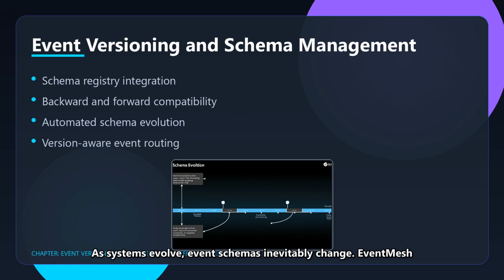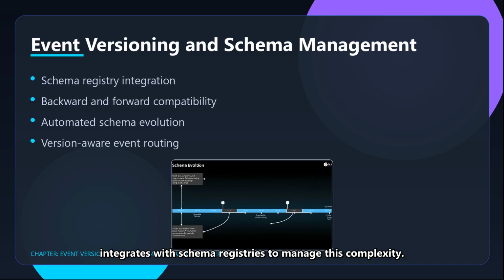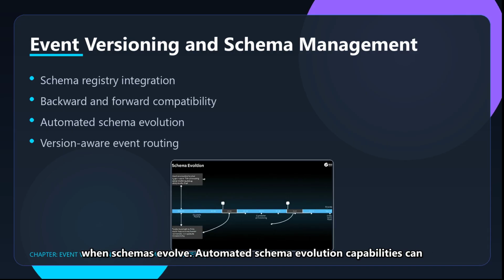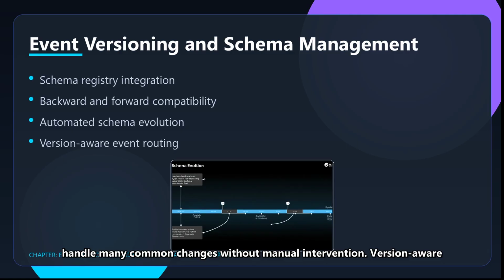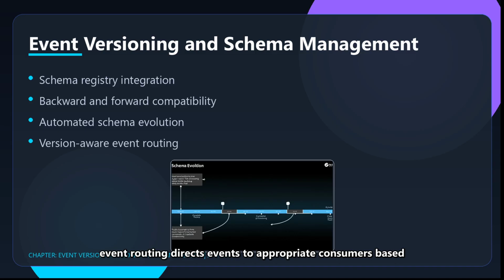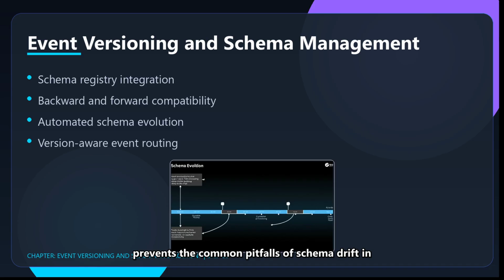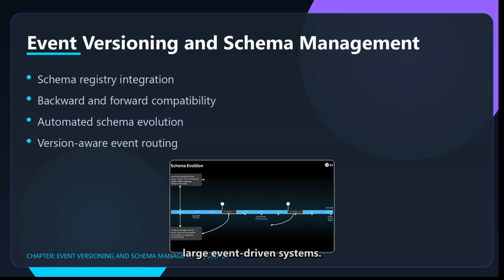As systems evolve, event schemas inevitably change. EventMesh integrates with schema registries to manage this complexity. Backward and forward compatibility features ensure smooth transitions when schemas evolve. Automated schema evolution capabilities can handle many common changes without manual intervention. Version-aware event routing directs events to appropriate consumers based on their schema version. This robust schema management prevents the common pitfalls of schema drift in large event-driven systems.